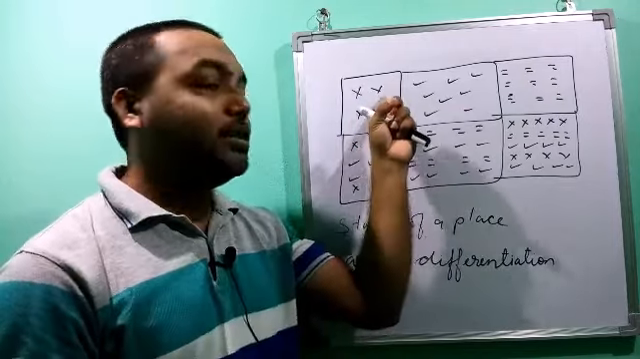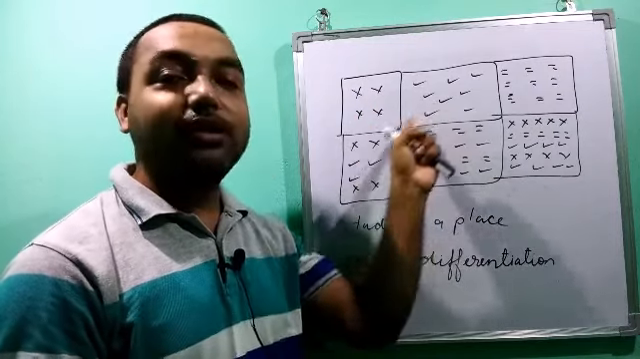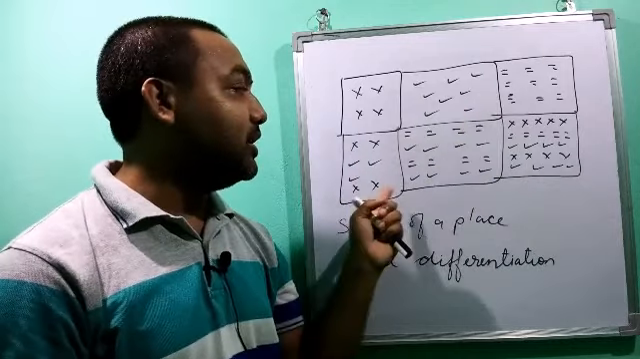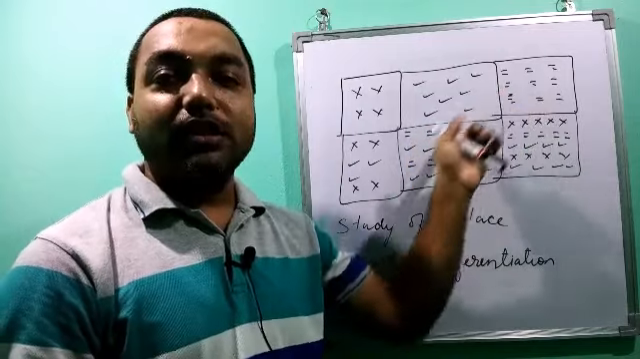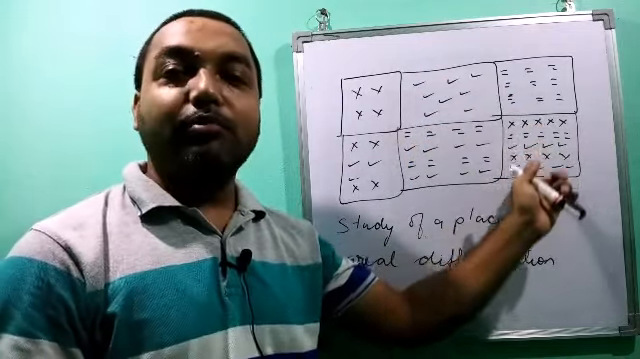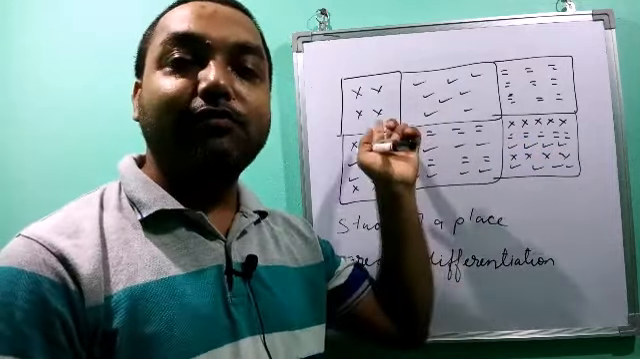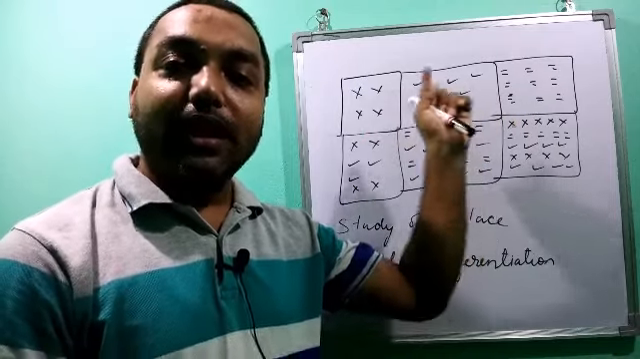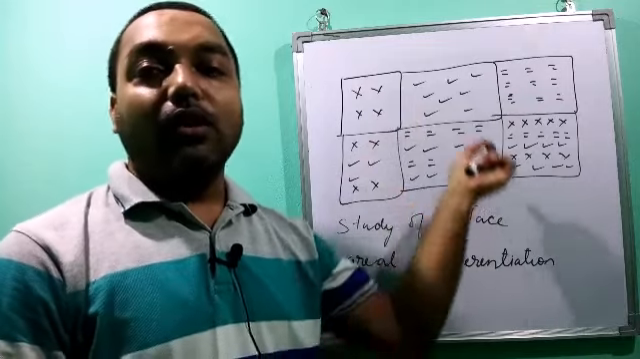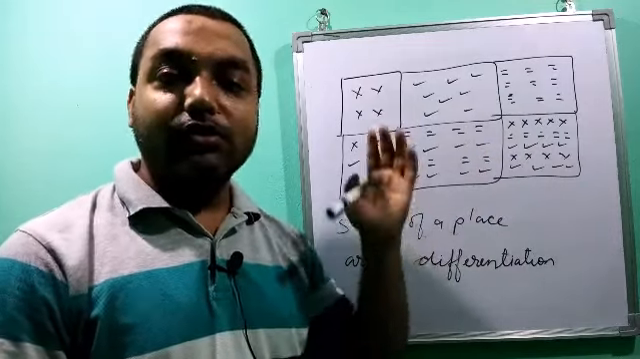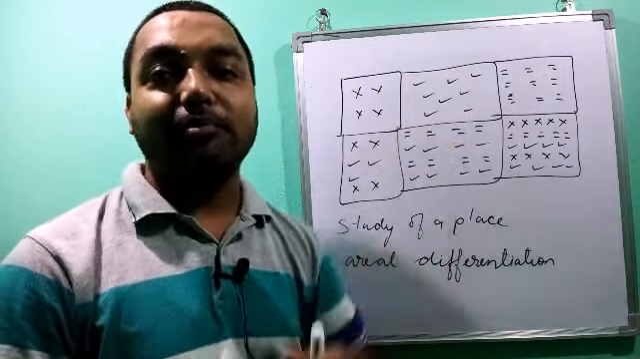Here if you see, there is some similarity between these 2 places. This place also has some similarity with this, and this place also has some similarity with this. Here all the 3 places have similarity in components. Now in areal differentiation, we should find out the differences between all the places and also find out the similarities. The work of geography is to compare all the places. So the first work is to study places separately, the second work is to study a comparison between different places.